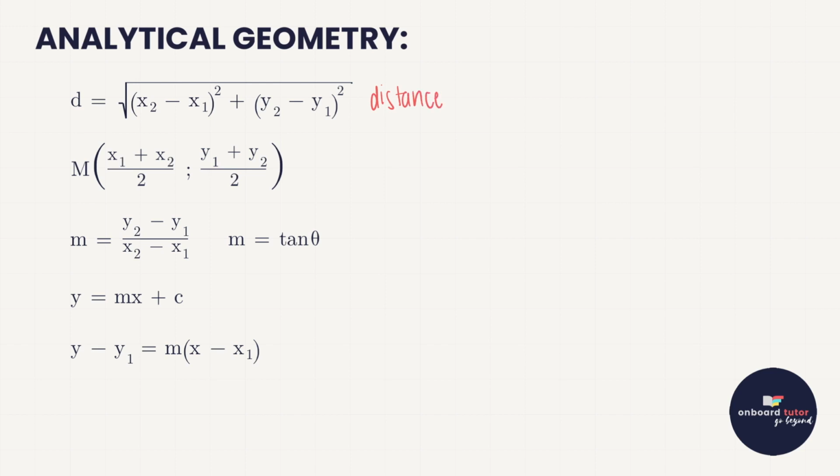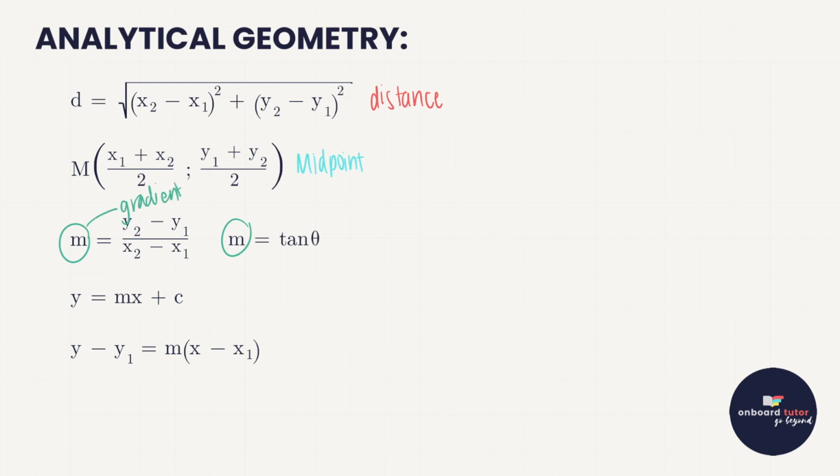So if they ask us for any kind of length, then we're going to use this distance formula here. Then we've got the midpoint formula, so basically the center of a line segment. And then these two here both refer to m, and m by now we know is the gradient.